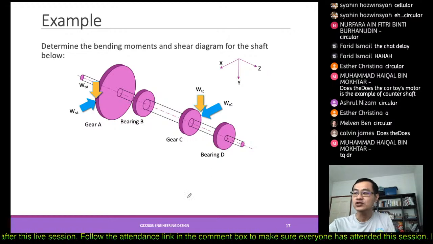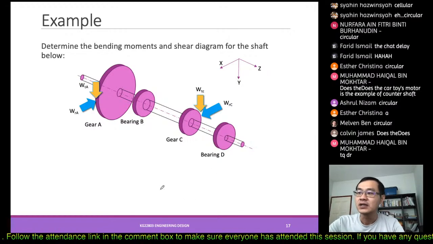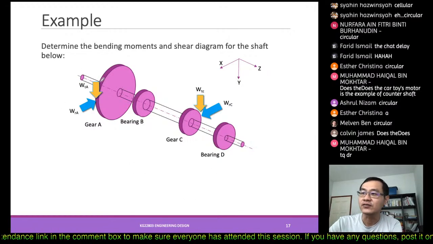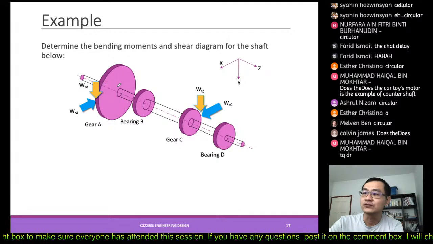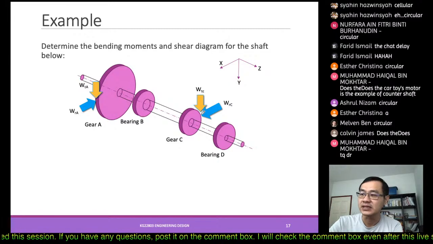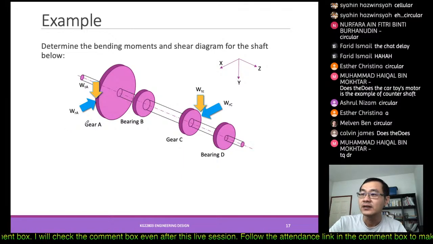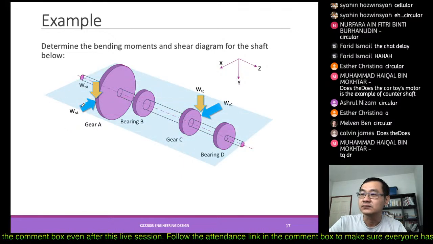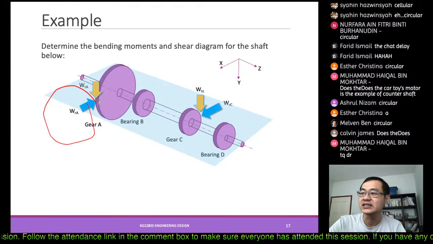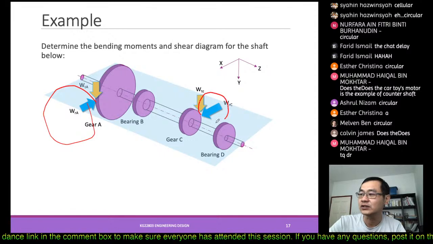So how will it be used? Now we have a shaft, and this shaft will have a gear A, bearing B, gear C, bearing D, for example, like this. Gear A itself connects to another gear, and gear C itself connects to another gear.